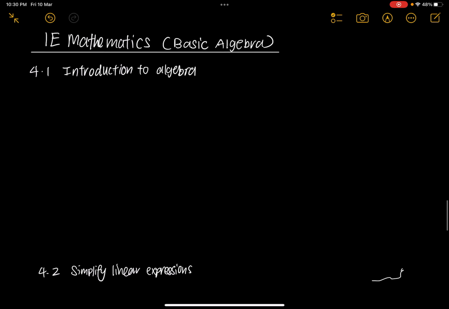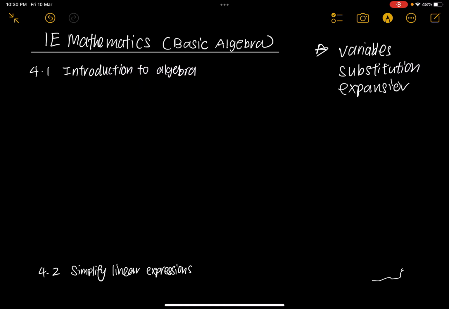Let's go through chapter 4 together, okay? So I'm gonna introduce you to algebra. In this chapter, there are some very important concepts that you need to know. So you need to get chapter 4 right. If you don't get chapter 4 right, you'll be doomed for the rest of your life, okay? So it's very important. Some of the things you must know in this chapter are what are variables, what is substitution, what is expansion, what is factorization. Okay, so let's look at 4.1, introduction to algebra.